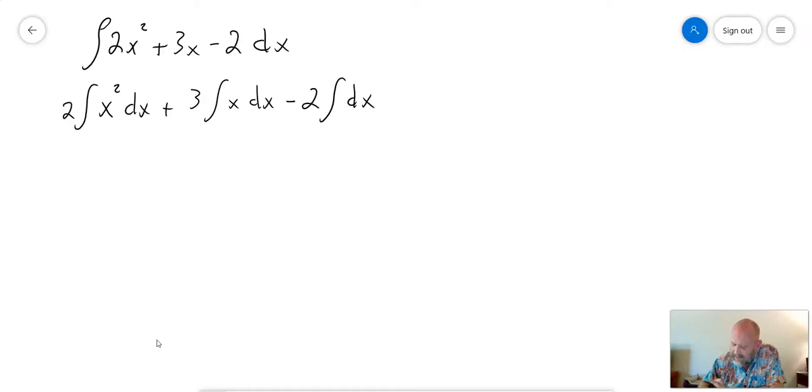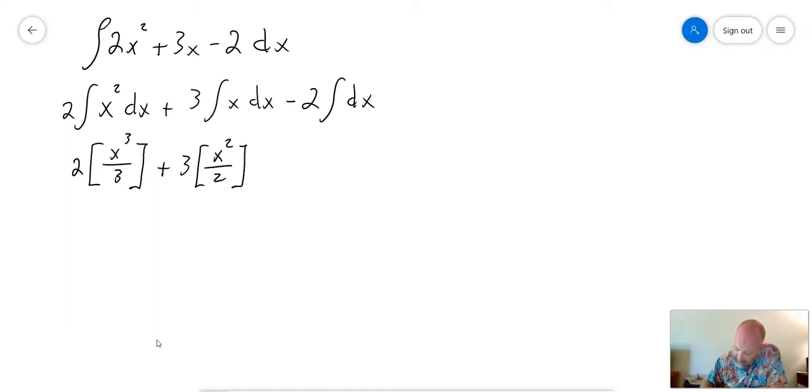Okay, now technically the integral dx is a 1 dx, right? So that probably looks a little bit different. We'll handle that here in a second. Now, looking at this first one, the integral of x squared is going to be x cubed over 3. So this is now 2 times x cubed over 3 plus 3 times the integral of this, which is going to be x squared over 2. And then it's going to be minus 2 times the integral dx.